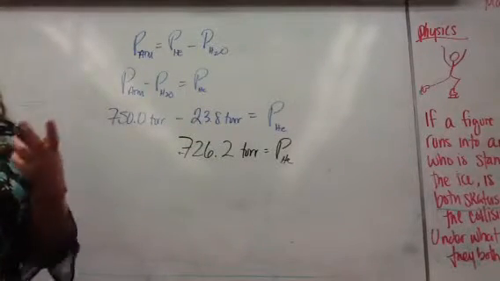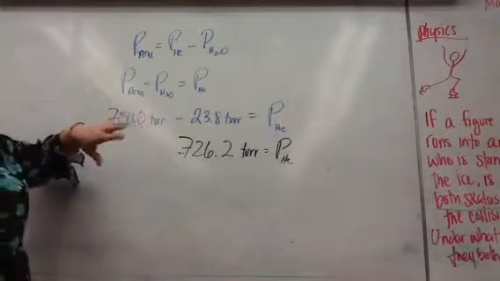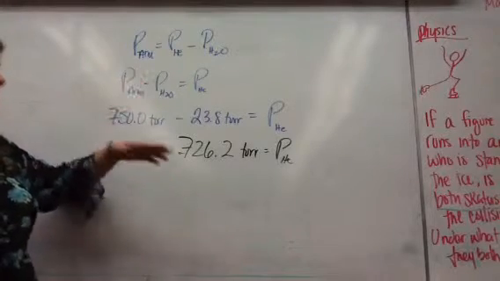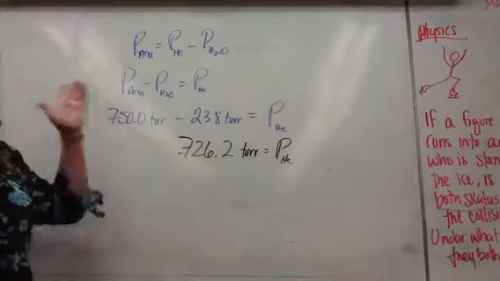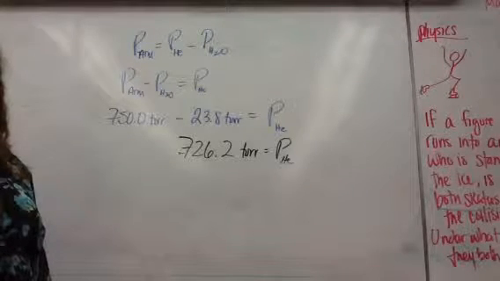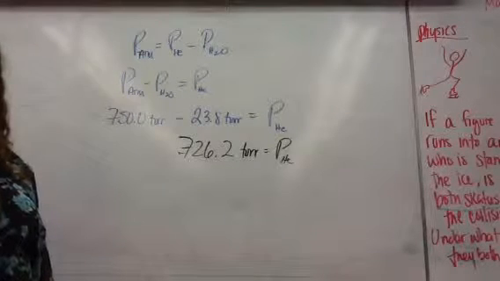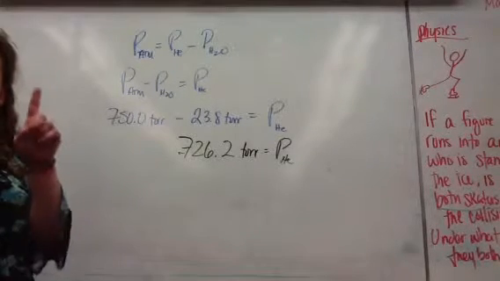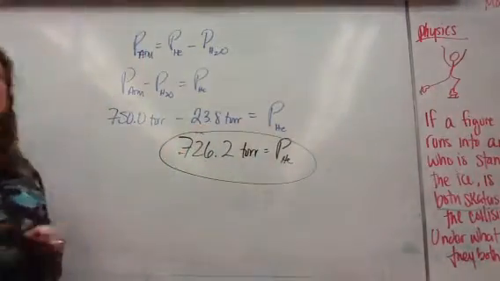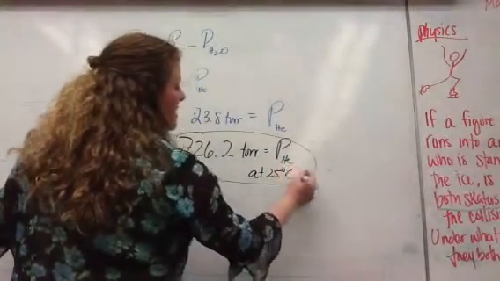If you have a problem that's multi-step, like the volume of helium collected over water at 25 degrees is 750, what would be the pressure of the dry helium at 0 degrees Celsius? That's a two-step process. The first step is isolating the pressure of the dry gas. Now this is, remember, at 25 degrees Celsius.